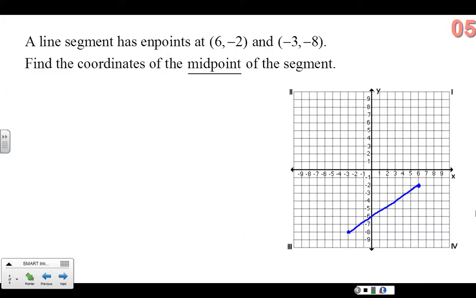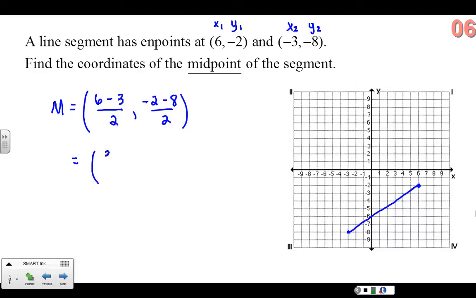So I'm going to use the midpoint formula to do that. I'm going to label my points as well, x1, y1, and x2, y2. So for the x-coordinate, we average them. We say x1 plus x2. So in this case, 6 plus negative 3 divided by 2. And then the y-coordinates, negative 2 plus negative 8 over 2.